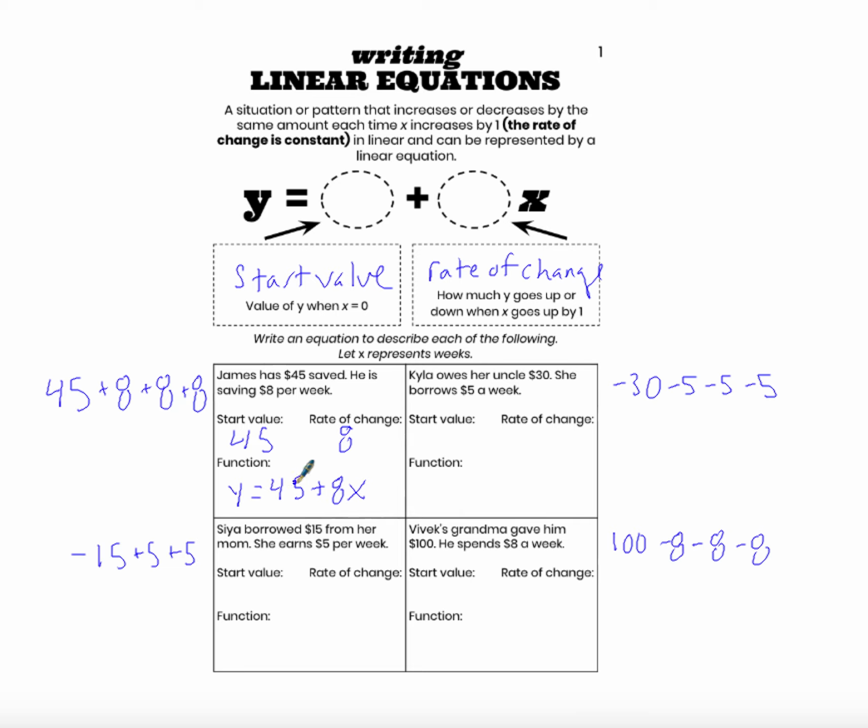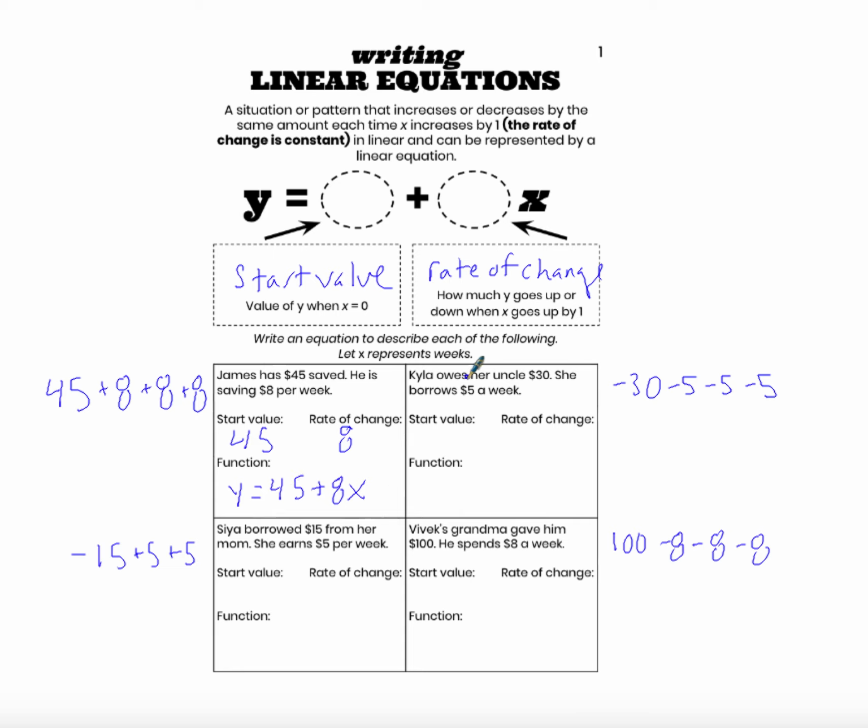After 2 weeks he has 45 plus 8 times 2, which is the same as 8 plus 8. After 3 weeks he has 45 plus 8 plus 8 plus 8, which is the same as 8 times 3. After 10 weeks he would have 45 plus 8 times 10, which is the same as 45 plus 8 plus 8 plus 8 plus 8 plus 8, 10 times. Now the normal order to write this in is 8x plus 45, but when we're looking at a situation, for me it makes more sense to start with the start value.